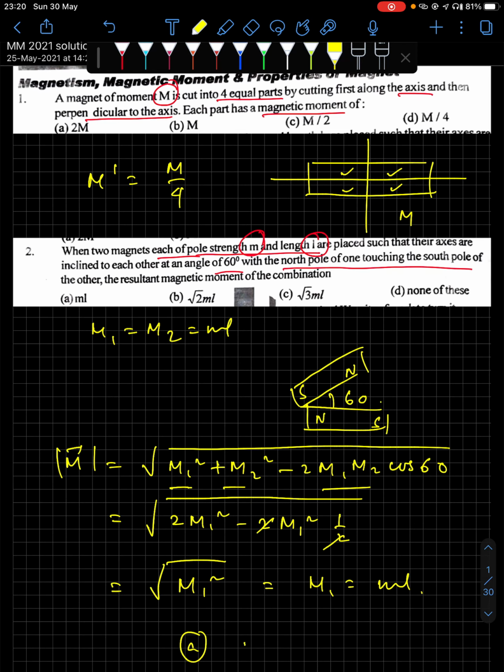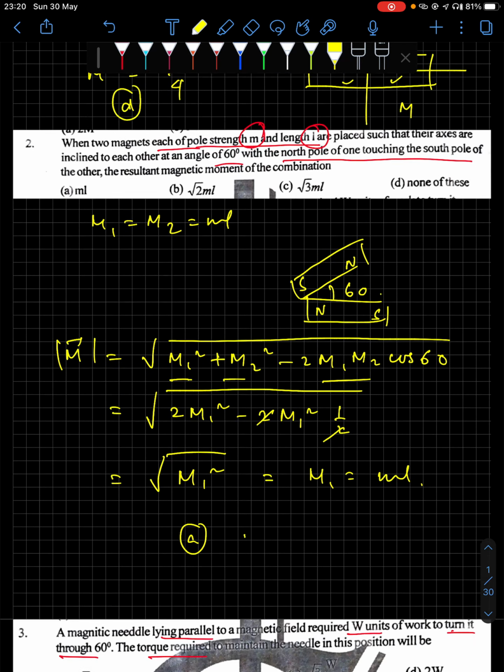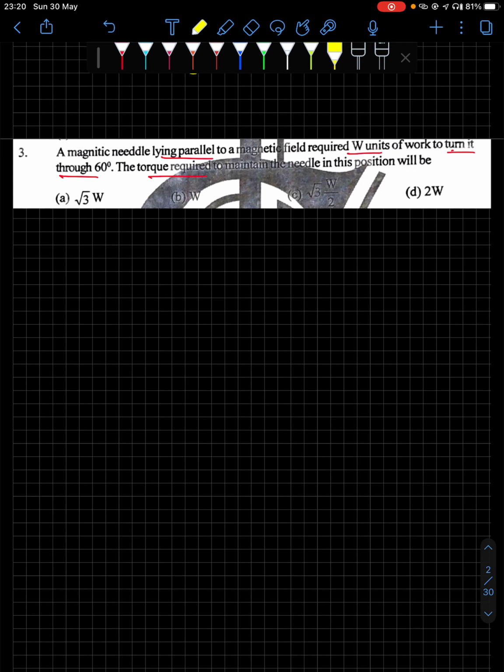Previously your answer was option number D, in the previous question. Now question number 3. You have a magnet lying parallel to the magnetic field. Whenever it is given as lying parallel to the magnetic field, then the value of theta is 0 degree. If it is lying anti-parallel to the magnetic field, then the value of theta will be 180 degree.